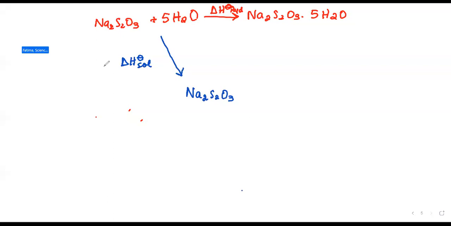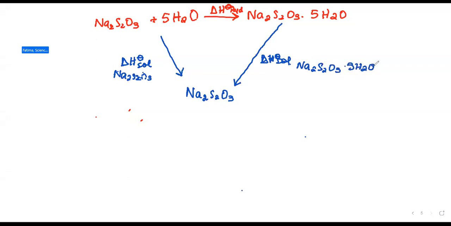Now, what else can I do? I take the crystal and I can also dissolve it in the water. And this will also be the enthalpy change of solution. This will be enthalpy change of solution of what? Of sodium thiosulfate, the anhydrous salt. What will this be? The enthalpy change of solution of sodium thiosulfate crystal. So I can take both of them and I can dissolve them in water and I can make a solution of sodium thiosulfate. How does this make things easy for me?